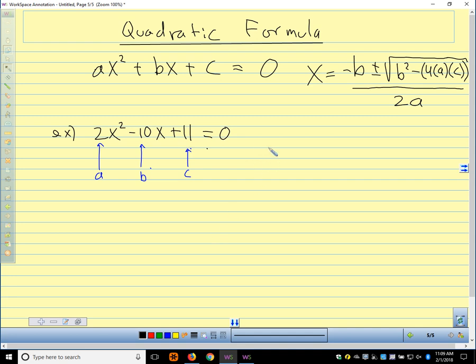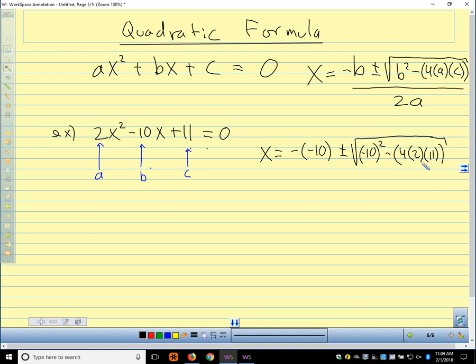Quadratic formula tells us that x equals negative 10 plus or minus the square root. I'm going to write out everything just exactly how I would plug it in here. Negative 10 squared minus 4 times 2 times 11.